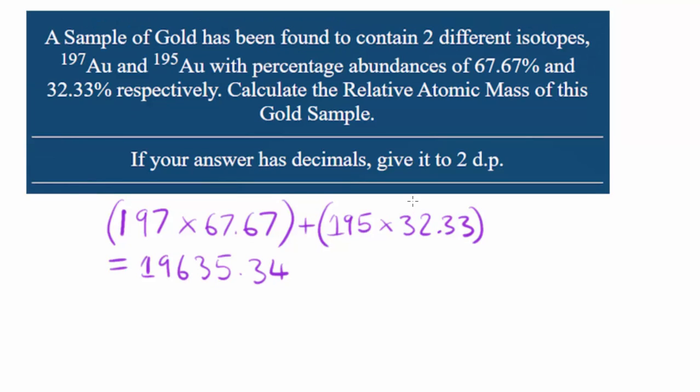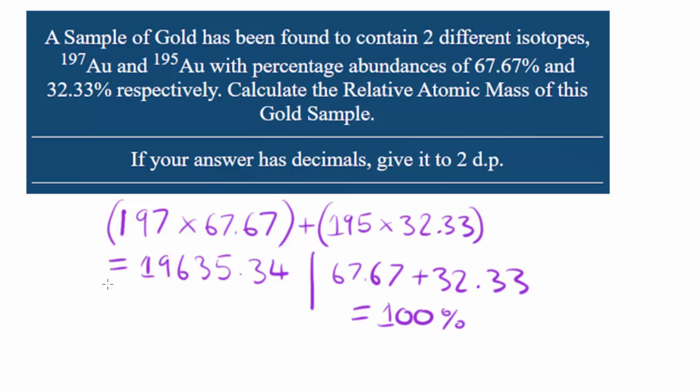So in this case, as we might know, it is important to check whether the percentage abundances add up to 100% or not, because what the percentage abundances add up to is what we need to actually then divide this number by. Now in this case we are looking at 67.67 plus 32.33. In this particular case, this adds up to 100, right? So this is 100%, right? Because of that, what we're going to divide this by is 100.